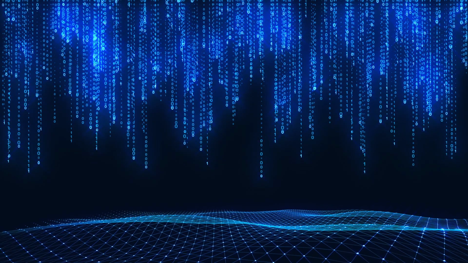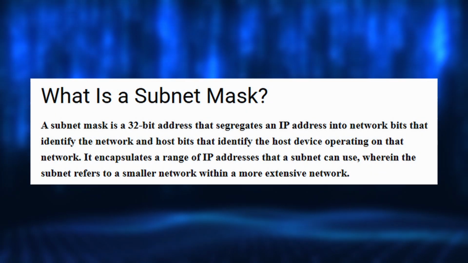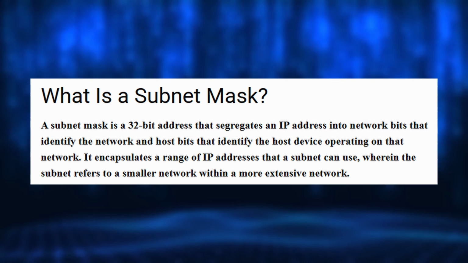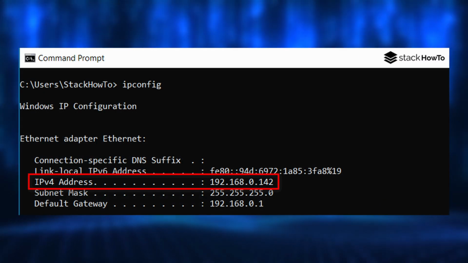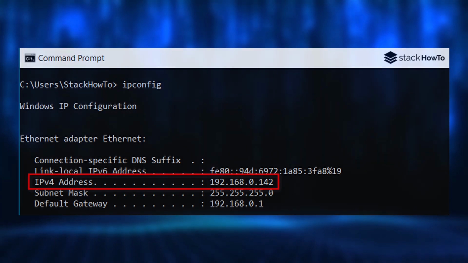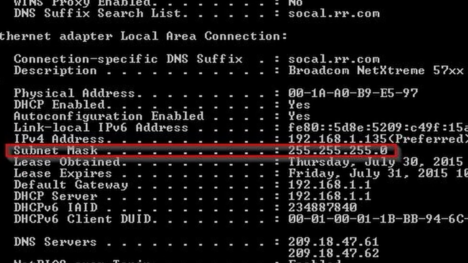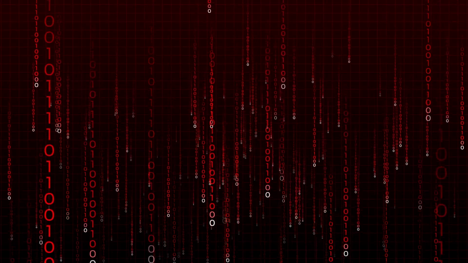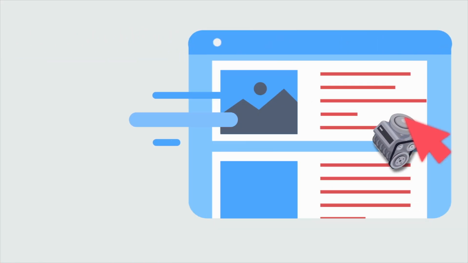What is a subnet mask? A subnet mask is what tells computers where the network part of an IP address ends and where the host part begins. Here's a simple example. IP address 192.168.1.10, subnet mask 255.255.255.0. This mask means the first three numbers, 192.168.1, represent the network, and the last number, .10, represents the host. In this case, a specific device like your laptop or server.